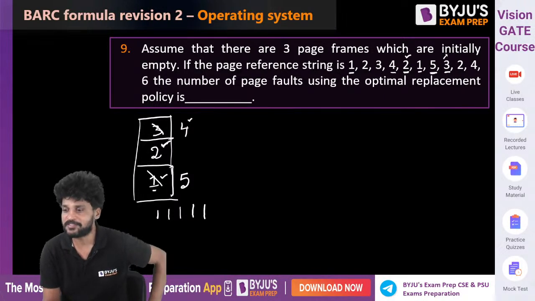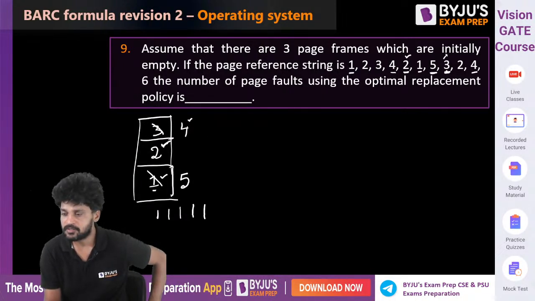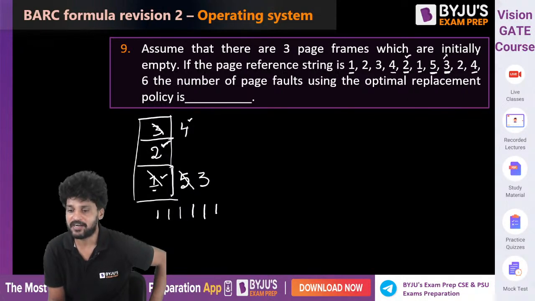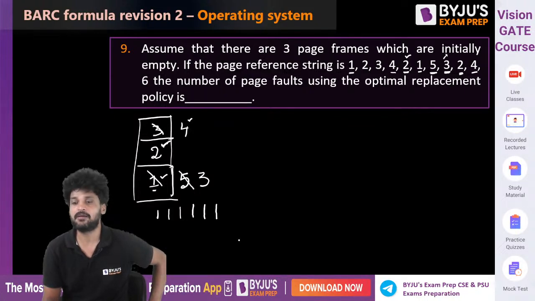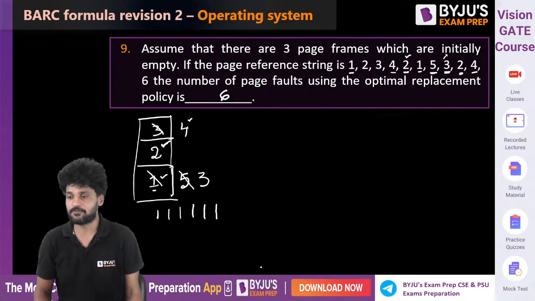Then I need to place 3. In order to place 3, which should I replace? I cannot replace 4. In order to place 3, I cannot replace 2 and I cannot replace 4. I need to replace 5. Yes, 5 must be replaced here to keep 3. So which will add one more page fault. Okay, 1, 2, 3, 4, 5, 6. Then 2. Okay, 2 is already available. Then 4. 4 is already available. The total number of page faults is equal to 6 here. So the total number of page faults is equal to 6.